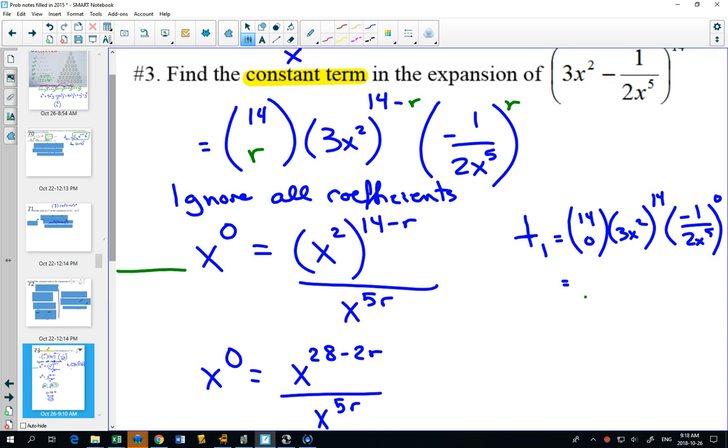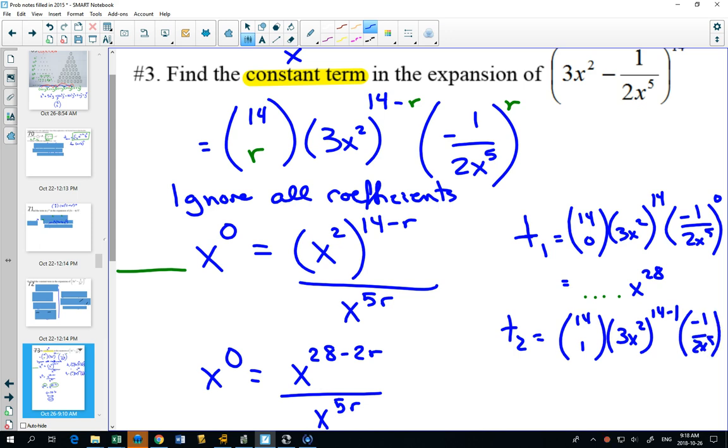And in the pattern, you're going to say that's going to be some number times x to the 28. Does that make sense? Then you would say, what's term 2? Term 2 would be 14 choose 1, 3x squared to the 14 minus 1, negative 1 over 2x to the 5 to the 1. And that would equal some number, and here I would have x to the 26 minus 5, 21. Thank you. x to the 21.